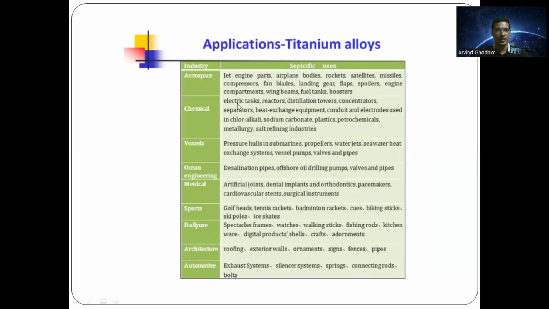Then in the chemical industry: electric tanks, reactors, distillation towers, concentrator separators, heat exchanger equipment, then sodium carbonate, plastics, petrochemical metallurgy, salt refining industries, then vessels, pressure vessels, then propellers, water jets, seawater heat exchanger systems, vessel pumps, valves and pipes. Then ocean engineering: desalination pipes, offshore oil drilling pumps, valves and pipes.